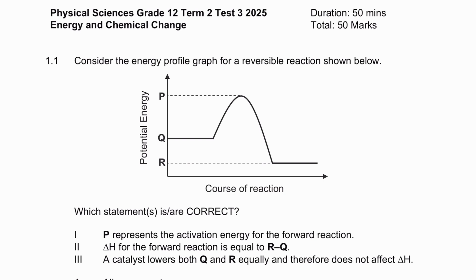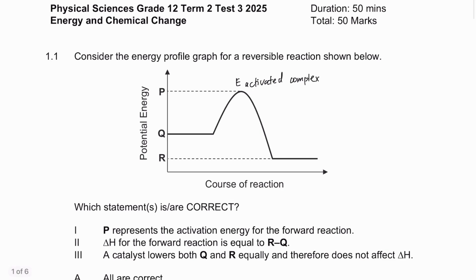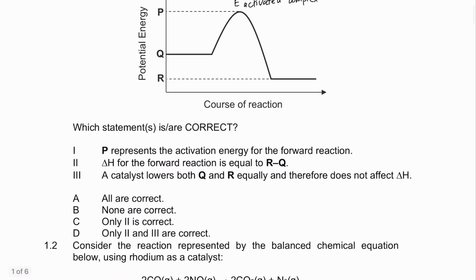Option 1, P represents the activation energy for the forward reaction. P does not represent the activation energy. P actually represents the energy of the activated complex. Okay, so let's look at our options. A says all are correct, so that's immediately out.